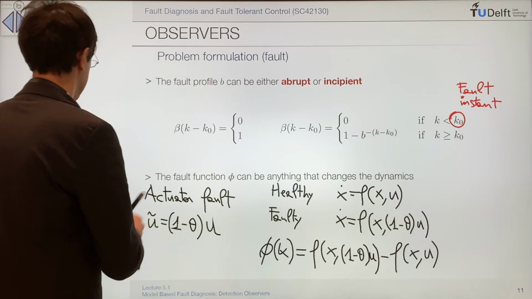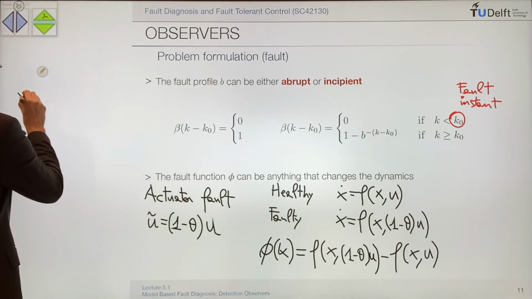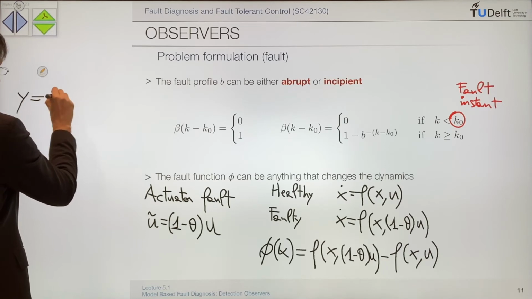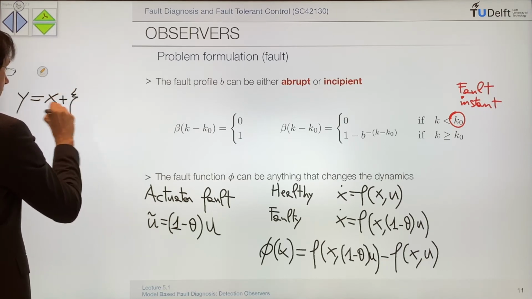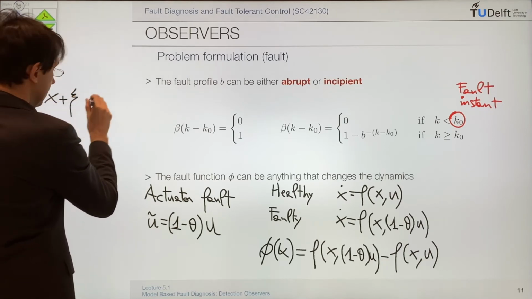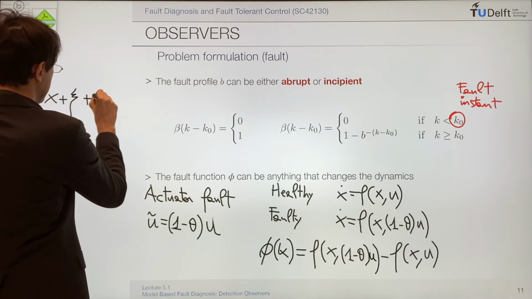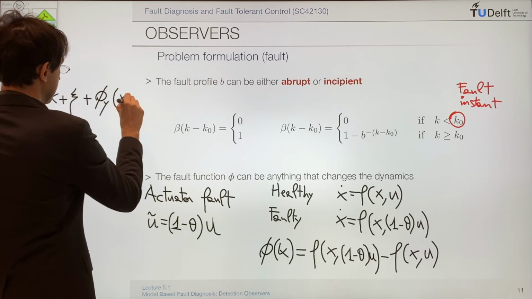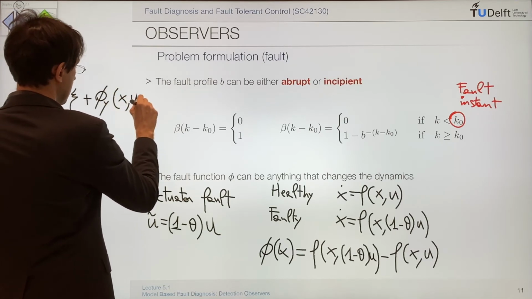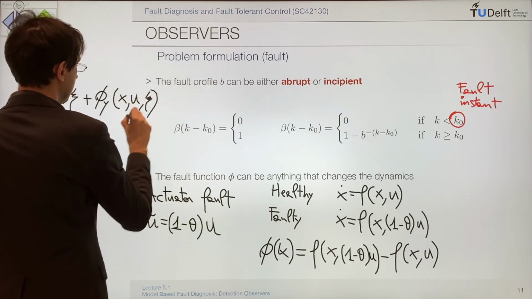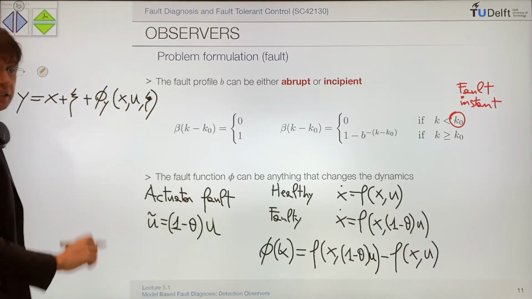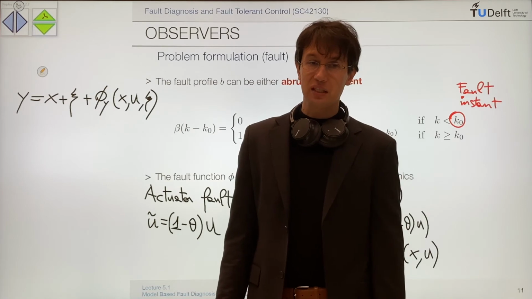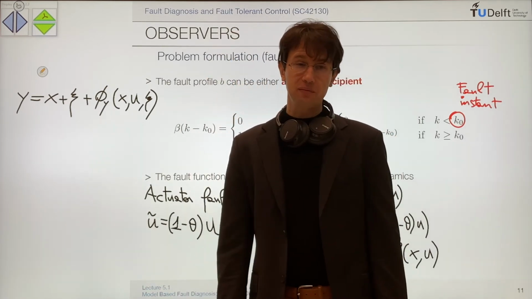So for the output case, you can have simply this. Y in the faulty case is equal to x plus the noise, it is always there, plus some other function phi of y that we call function of x, u, and possibly also the noise. This is to account for the case where the fault is introducing stuck at value behavior.